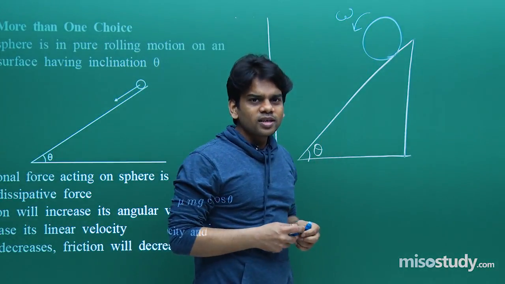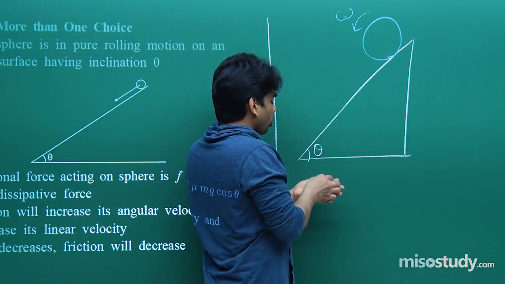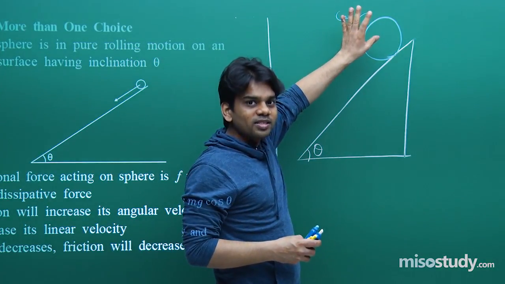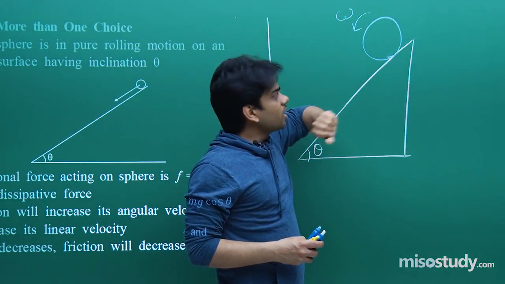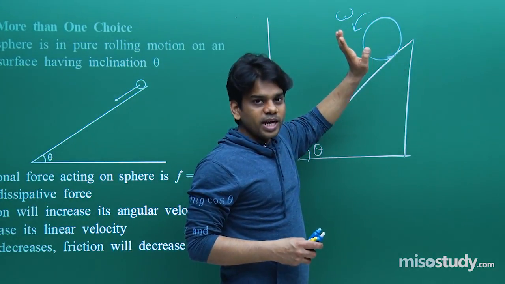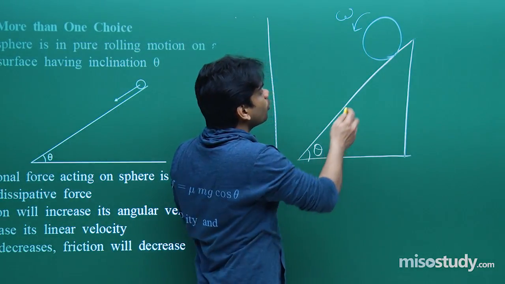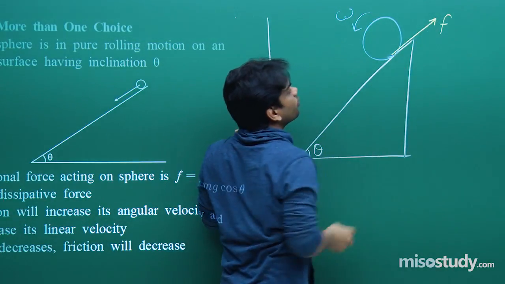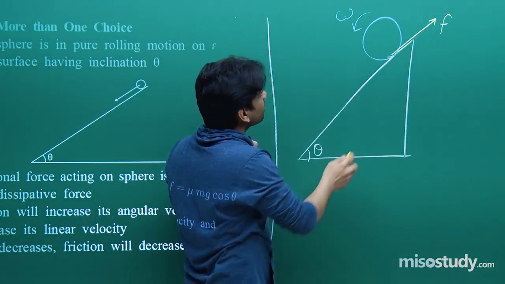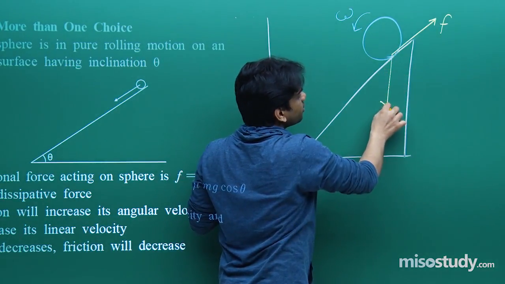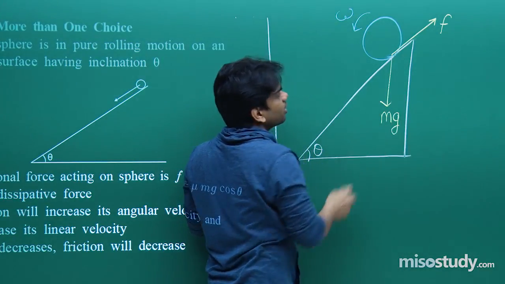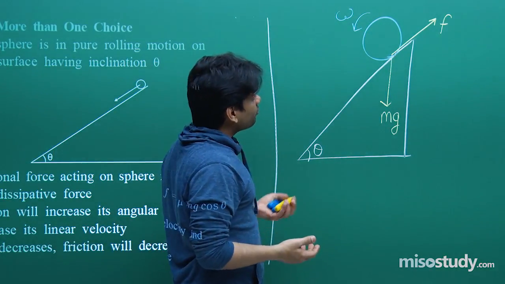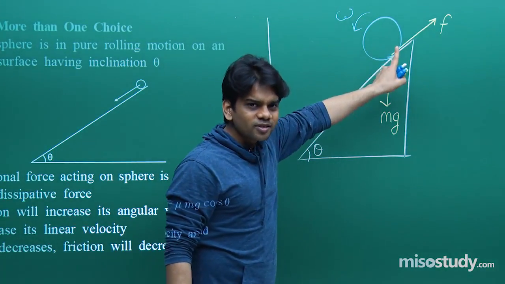The forces acting on it, in what direction will they be acting? First of all, as it rolls, try to understand the friction force acting on the body. This part tries to rub it, and the frictional force acting on it will be along this direction. Next, let us write down the weight mg, which will be acting along this direction. Now I have marked mg from here, it will be acting from the center.